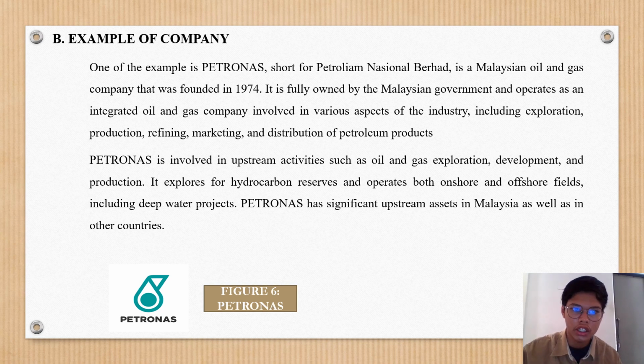Example of company. One of the examples is Petronas, short for Petroleum Nasional Berhad, a Malaysian oil and gas company that was founded in 1974. It is fully owned by the Malaysian government and operates as an integrated oil and gas company involved in various aspects of the industry, including exploration, production, refining, marketing and distribution of petroleum products.